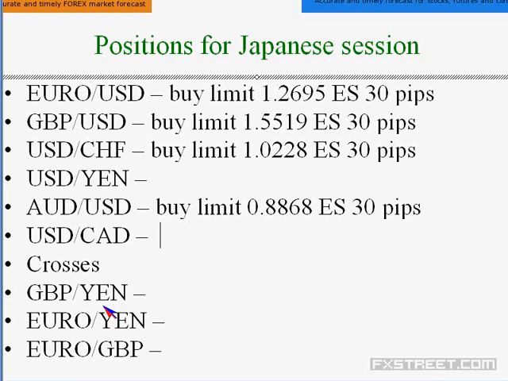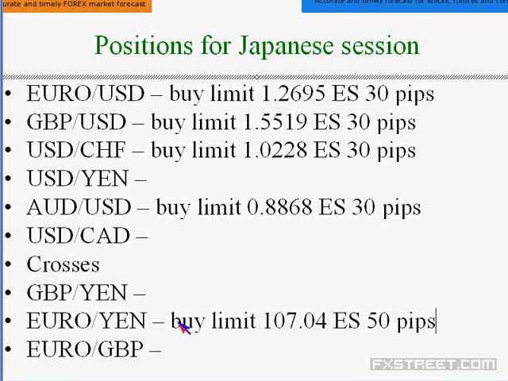But Euro Yen, the low is 107.00, and 107.77 is the high, which is the current level. So I'll try to keep a buy limit at 107.04 with an entry stop of 50 pips.